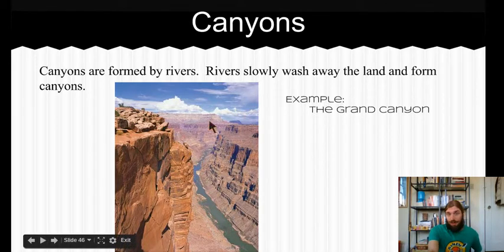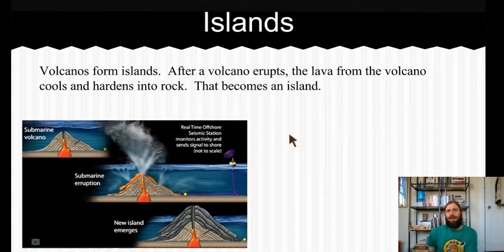We can see it in this picture, quite large. That's why they call it the Grand Canyon. Islands. Volcanoes form islands. We didn't talk a lot about volcanoes, but I'm sure you know what a volcano is.